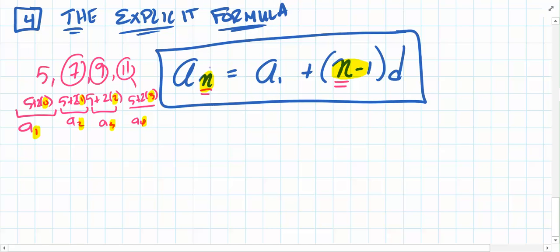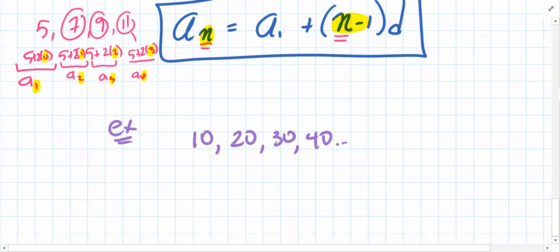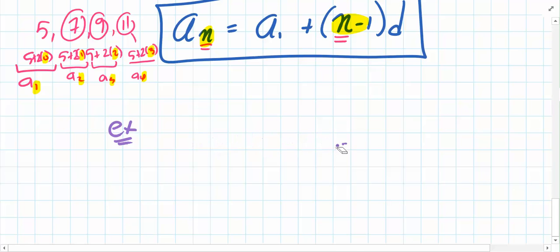Let's make up a good arithmetic sequence. How about 10, 20, 30, 40? This one's not so bad, it's kind of predictable. Let me give you something else. Let me give you 3, 10. What will the next one be? 17. What will the next one be? 24. Okay, good, and so on and so forth.